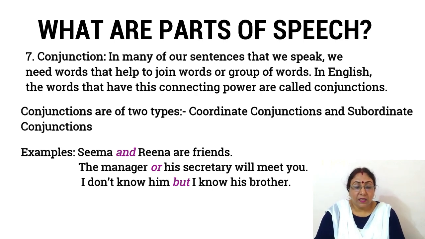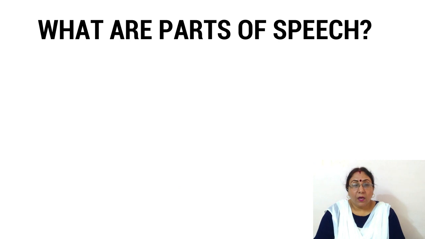The next sentence is, I don't know him, but I know his brother. In this example, we see that there are two clauses or two independent sentences, and they are joined by the connector or the conjunction but. So, conjunctions are the connecting words which connect or join two or more words, two or more phrases, or two or more clauses.